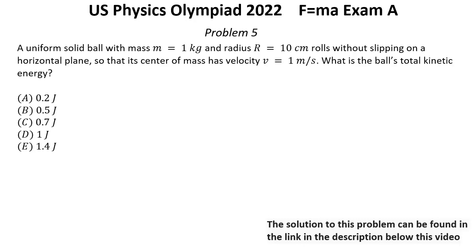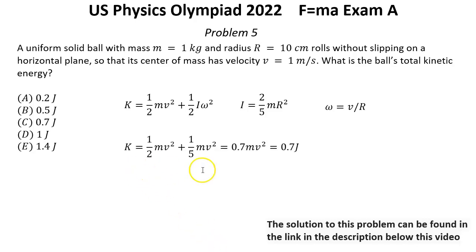Solution for problem number 5. Total kinetic energy equals translational kinetic energy plus rotational kinetic energy. Here I is the moment of inertia for a solid ball, which equals 2 over 5 m r squared, and the angular velocity omega equals v over r for motion without slipping. So total energy equals this expression, or 0.7 joules. That's answer C, and that was the solution for problem number 5.